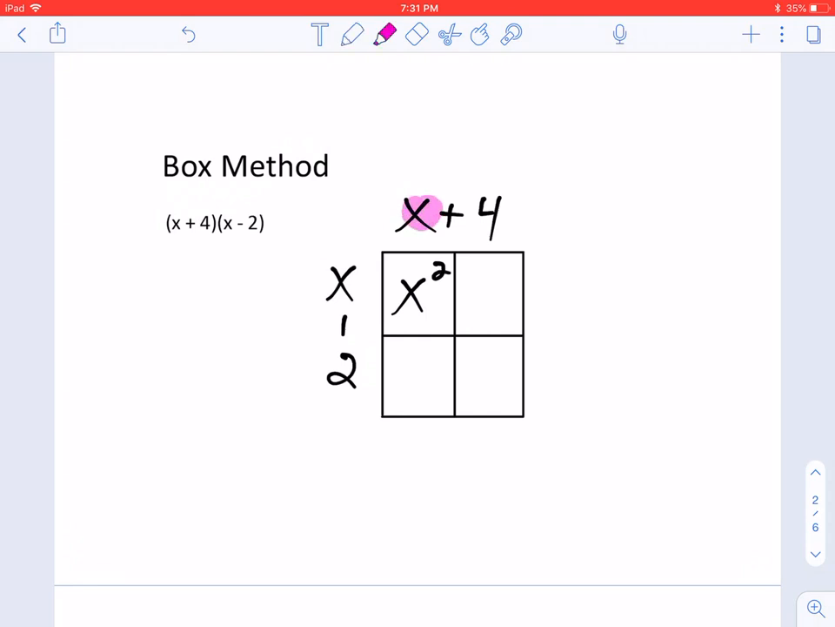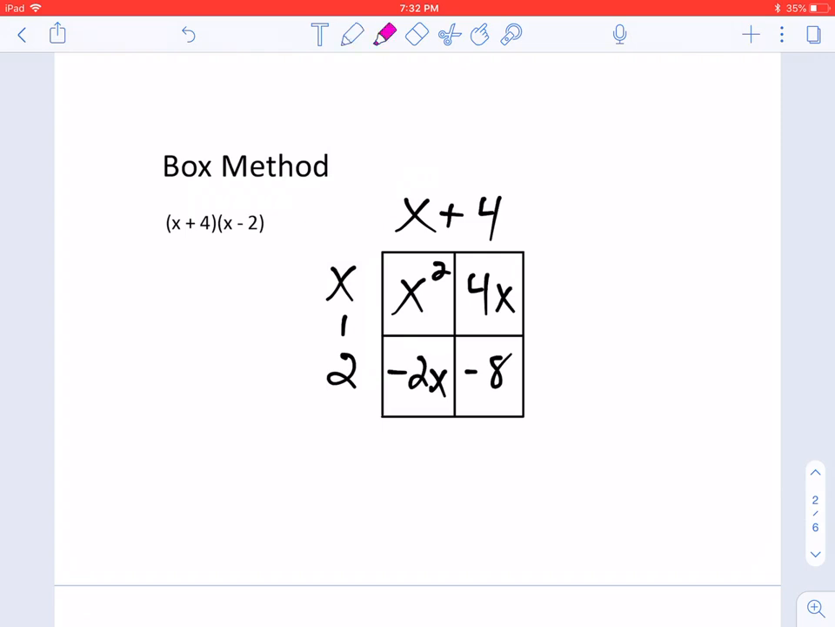Then we're going to take this x and multiply this negative 2. X times negative 2 is negative 2x. Now, moving from there, we're going to take this 4 and multiply the x, and you're going to get 4x. And lastly, we're going to take this 4 and multiply that negative 2, and 4 times negative 2 is negative 8. All right, so we have our products of all four of those.